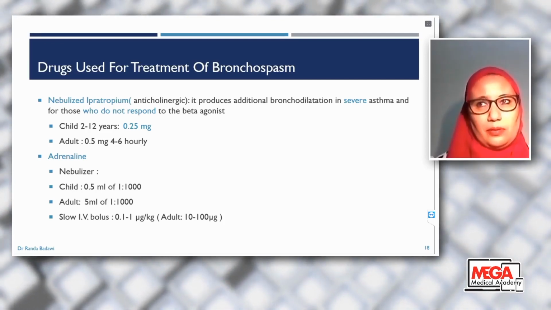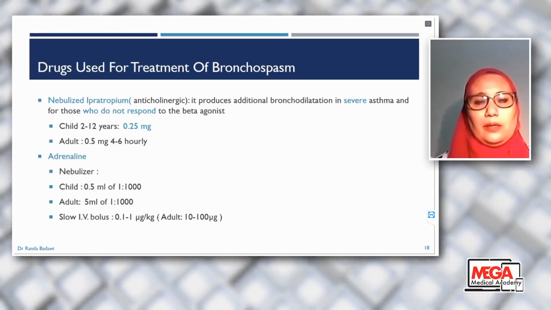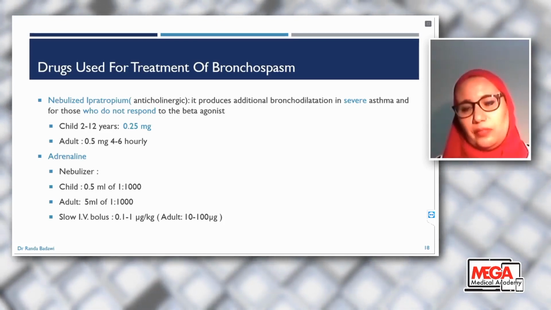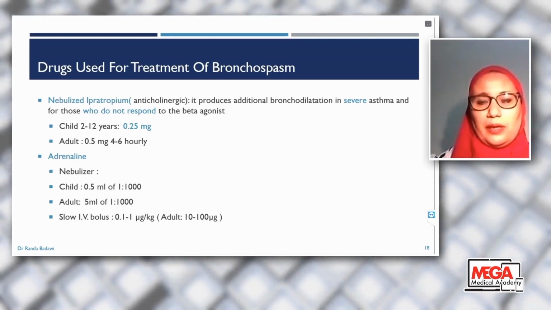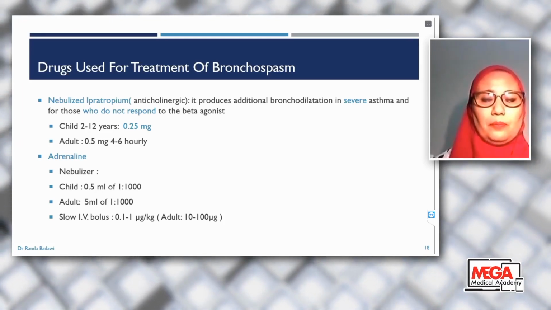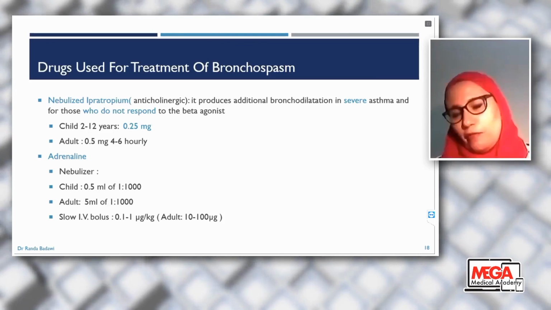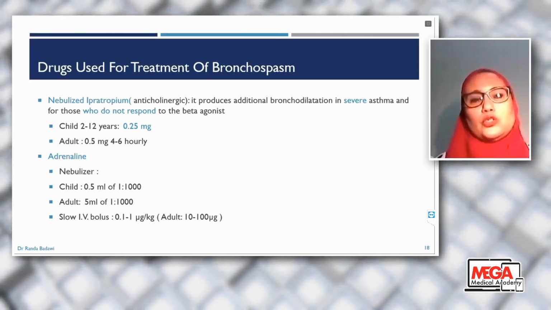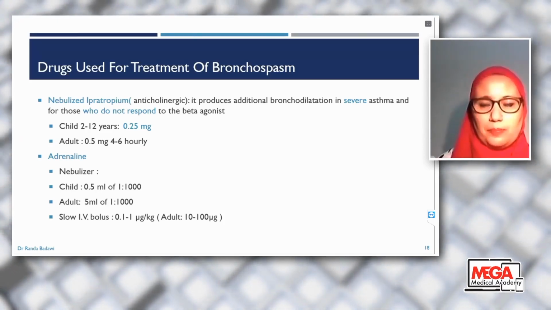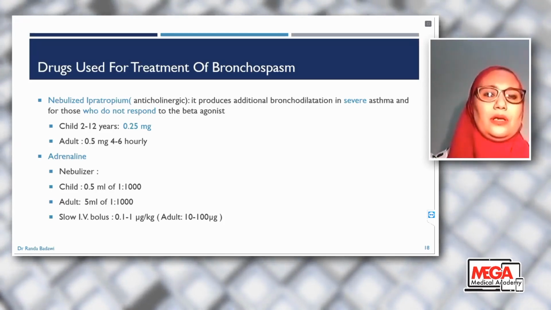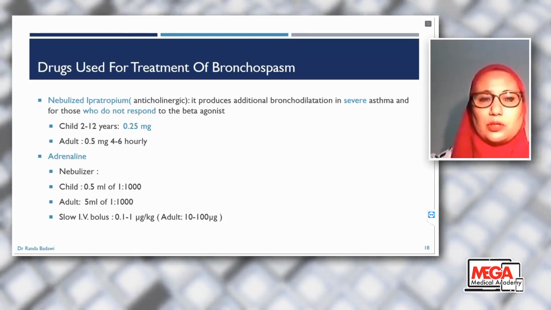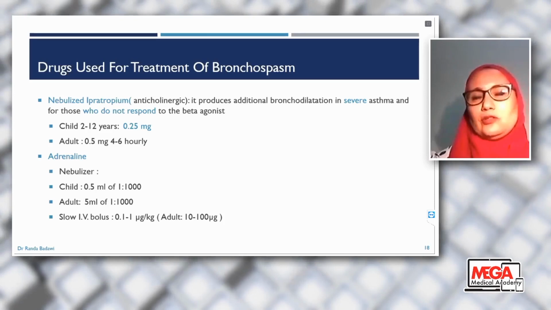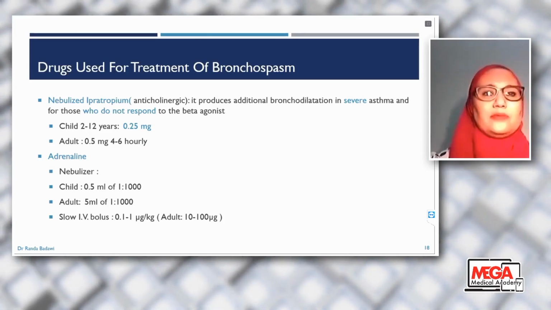I mean, not diluted. Take the original concentration, then add to it the saline to put it in the nebulizer. I mean the dose is half a milliliter of 1 to 1,000 or 5 milliliters of 1 to 1,000, then diluted before mixing in the nebulizer. Slow IV dose, this is the dose: 0.1 to 1 mic per kg in children, or 10 to 100 mic for an adult.